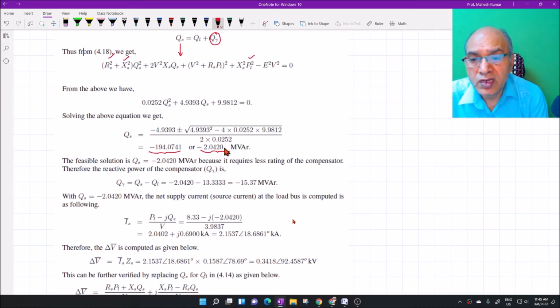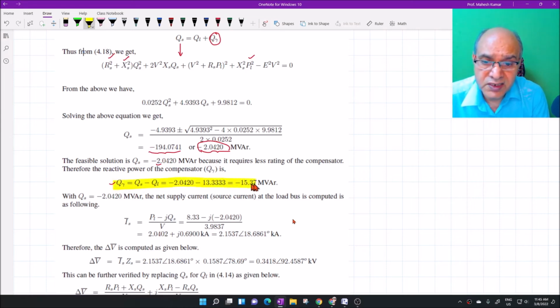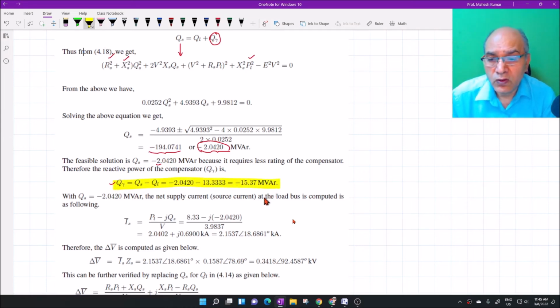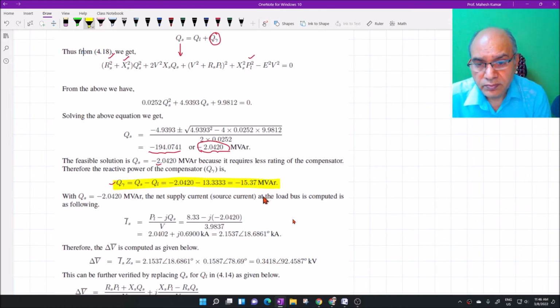Obviously, we will choose the least value so that the rating of the compensator is the least. So for this value of QS, we can find out Q gamma. The Q gamma comes out to be QS minus QL, and QL is 13.33, so minus 2.04 minus 13.33 becomes minus 15.37. This is the rating of the compensator for voltage regulation, such that the load bus and the source bus are at the same voltage.